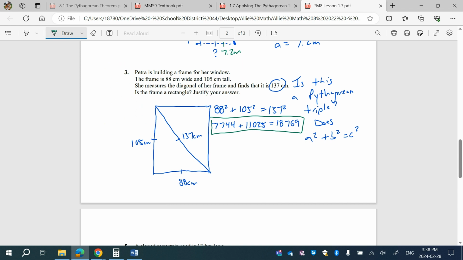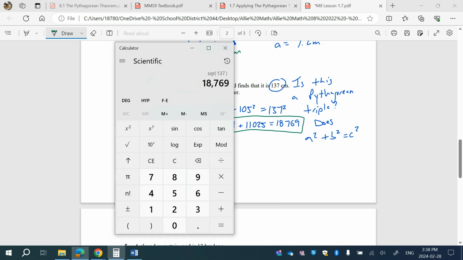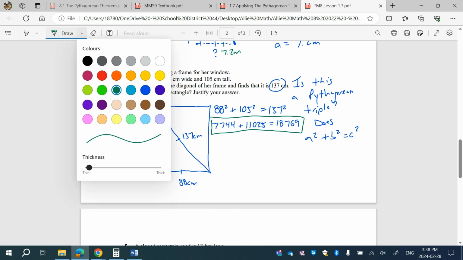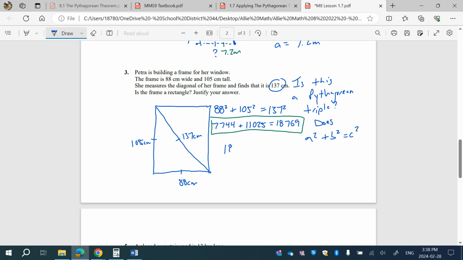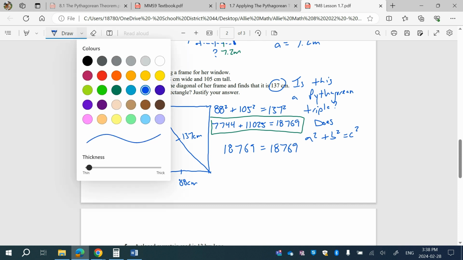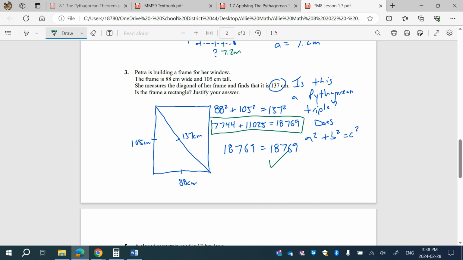Okay, now let's add them up. So let's go 7744 plus 11,025 equals 18,769. So indeed, those are equal. 18,769 does equal 18,769. So ka-ching, ka-ching. They are a Pythagorean triple, and her window is square. That's great.